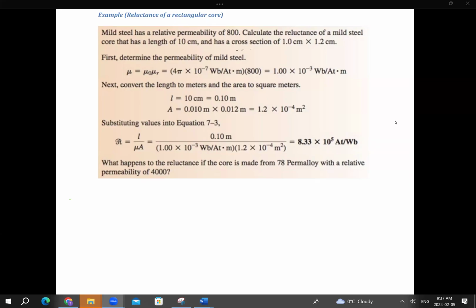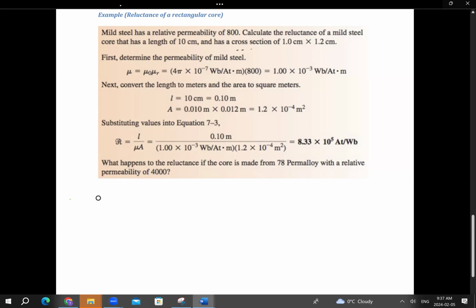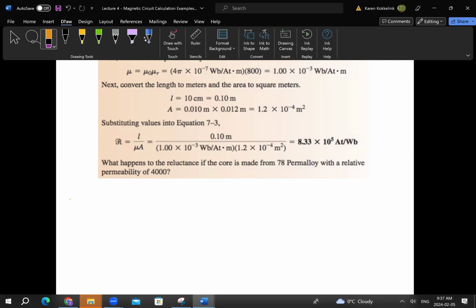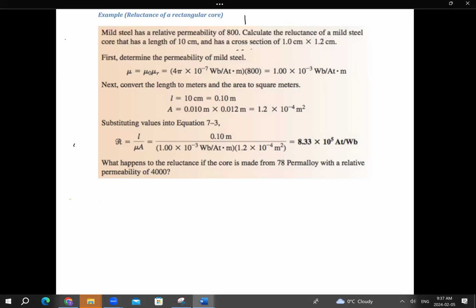In this question, it's going to be a rectangular core. It's going to look something like this, where we have a rectangular cross section, and it just looks like this. It's just a bar. It's a rectangular bar. If I were to slice that bar, then the cross-sectional area would look like this if I just took a slice out of it.